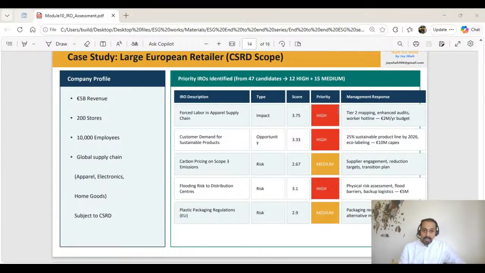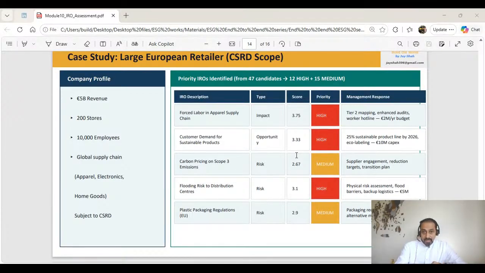The company profile is 5 billion in revenue, 200 stores across Europe, 10,000 direct employees, and a global supply chain covering apparel, electronics, and home goods, exactly the kind of company that is in scope of CSRD from the 2024 financial year. So the starting point was 47 potential IROs.